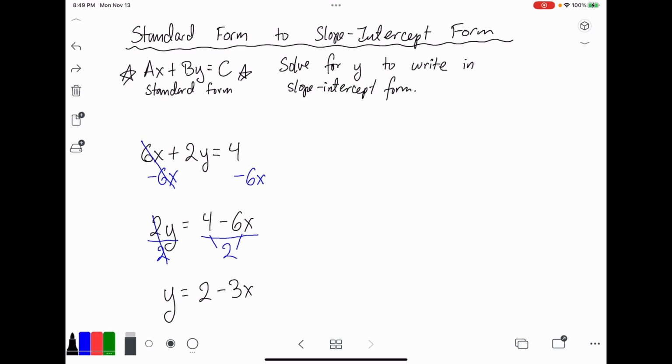If this bothers you, as we stated earlier, you can always flip the equation, or you could say y is equal to minus 3x plus 2. These are both the same equation. So now you can see that the slope is -3 and the y-intercept is 2, which is something that you couldn't tell by looking at the original equation in standard form.